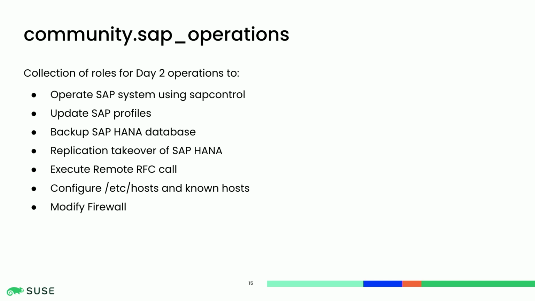At the moment, you can use the roles that can operate SAP control for you, that can set up profiles on operating system level. You can run backup, you can run takeover on HANA. You can even execute remote RFCs, set up ETS, ECC hosts, and modify firewall. So there are a lot of different roles. They are smaller, so you can easily consume them, since they have fewer inputs, and you can just run them.